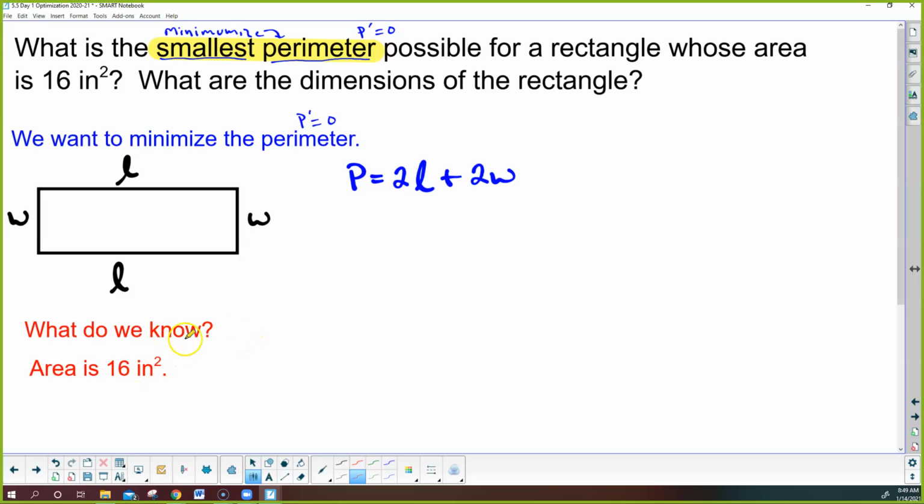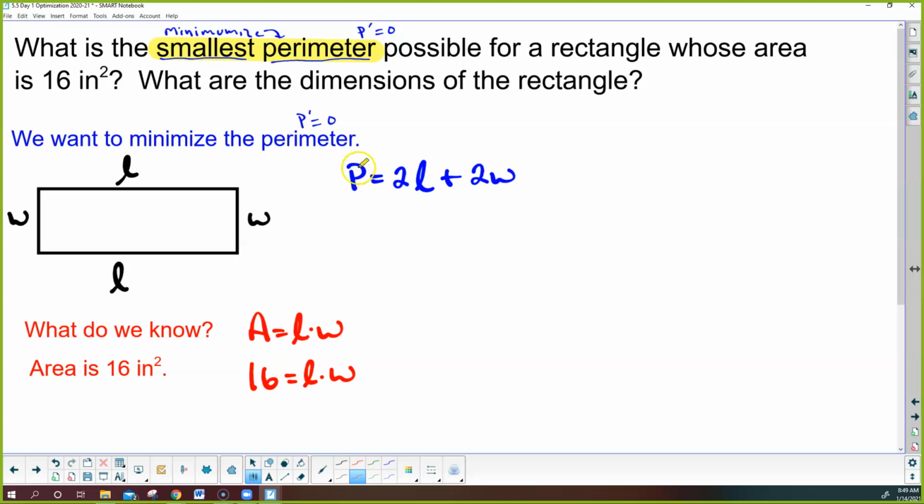Well, here's how we're going to use what we know. If we know that the area is length times width, and I know that the area is 16, then I can use what I know to solve for one of the variables.